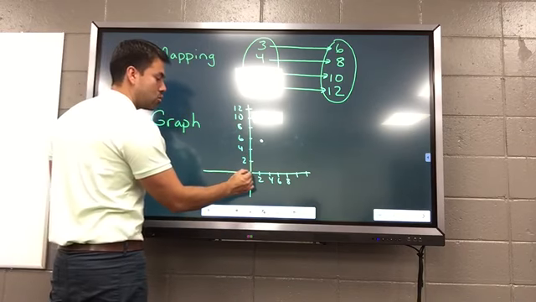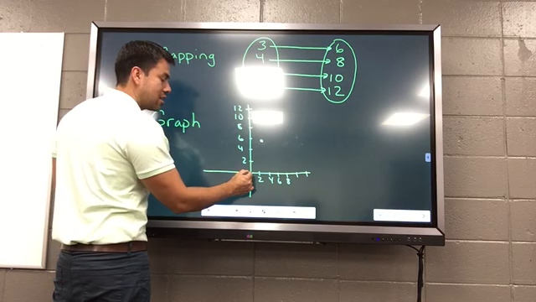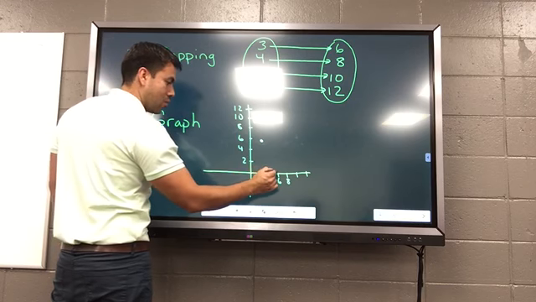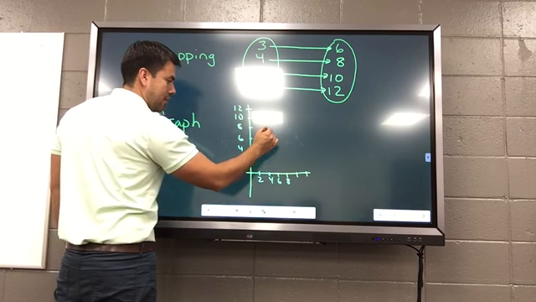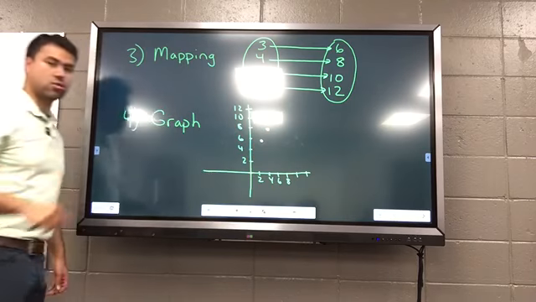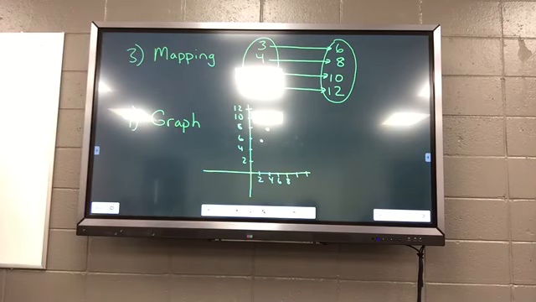I start at the origin. Where do I go from there? 4 to the right, and then up to the 8 right here. Okay, so that's the second point. Get the other two, the 5, 10 and the 6, 12. Won't they all make a straight line? They should form a straight line.